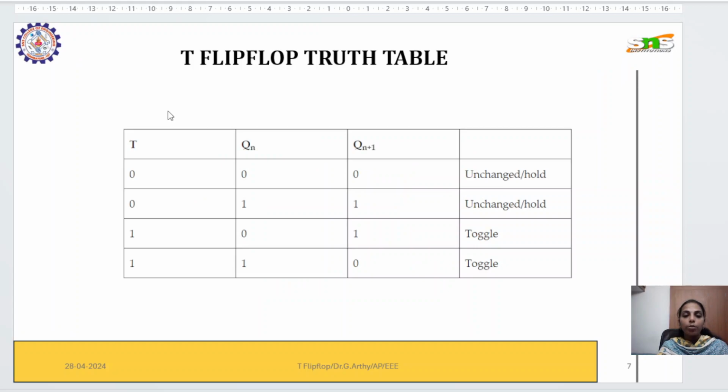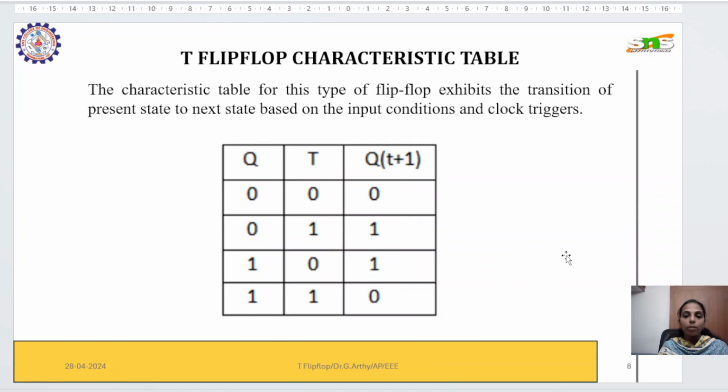And this is the truth table. So here you can see when T is equal to 0, there is no change. And when T is equal to 1, it toggles. And this is the characteristic table.